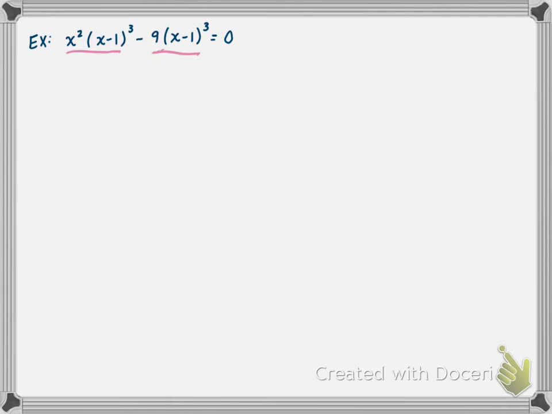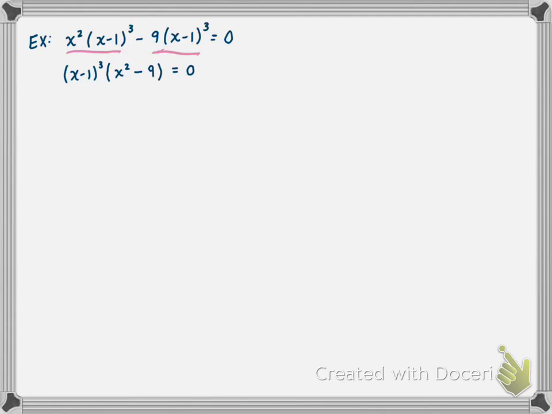x minus 1. So I'm going to pull that out. And the first term, I'm left with x squared. There's subtraction between my terms, and then the second term leaves me with a factor of 9. And then when I look at this, (x minus 1) to the third can't be factored anymore because it's really just x minus 1 times x minus 1 times x minus 1, and there's no exponents inside the parentheses, which means I can't factor that part of it.